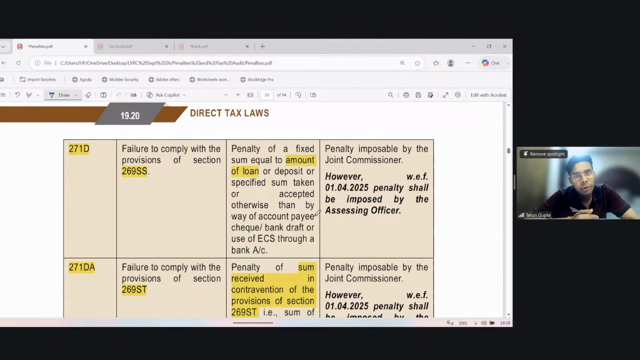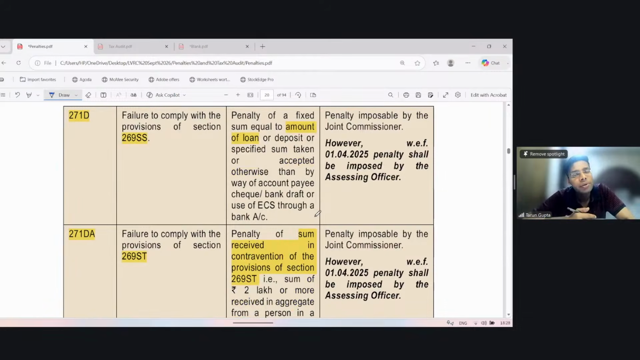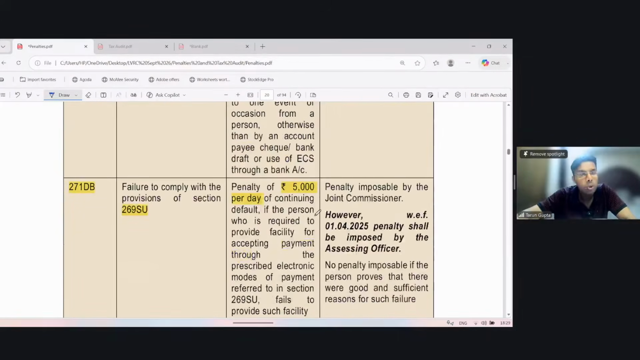Now, there are some sections regarding cash transactions. 271D is a penalty for failure to comply with the provision of 269SS. The penalty is equal to the amount of loan or deposit or specified sum taken or accepted otherwise than by account payee cheque or banking channel. 271DA: for failure to comply with the provision of 269ST. The penalty is equivalent to the sum received in contravention of the provision of 269ST, so equivalent to the amount received.